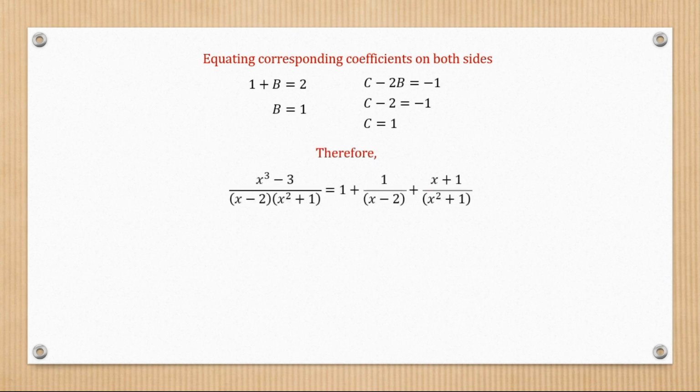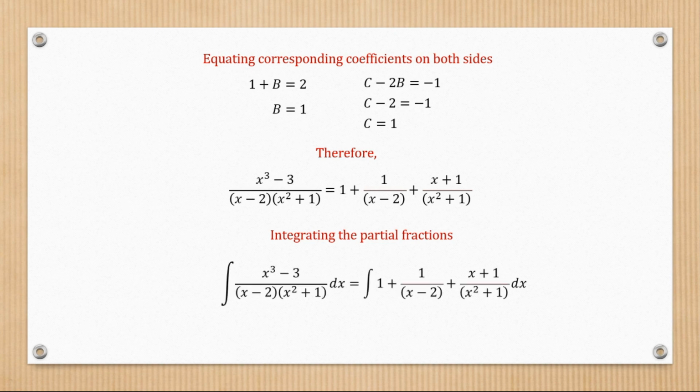So therefore, our equation shall be equal to 1 plus 1. So the partial fractions are 1 plus 1 over x minus 2 plus (x plus 1) over (x squared plus 1). And that is what they wanted. And now we're going to integrate these partial fractions. So how does this work?